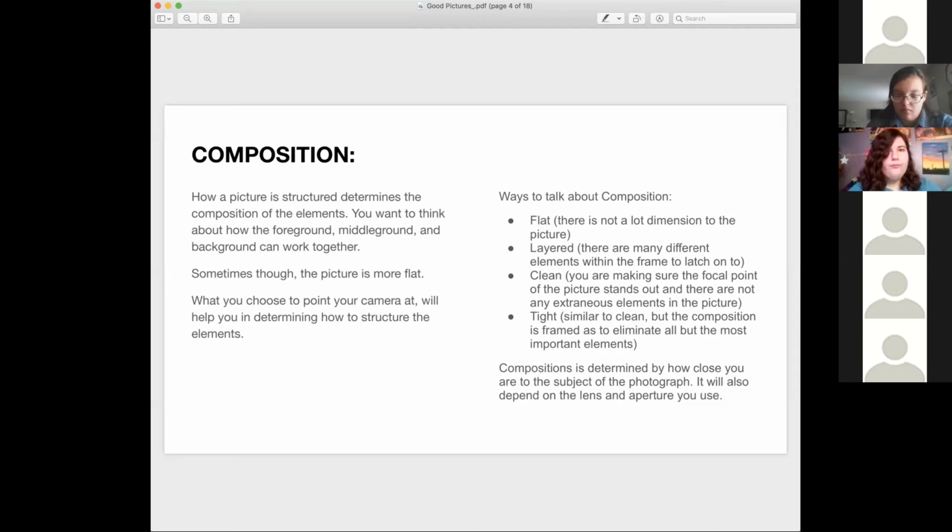Then there's a clean composition where you're making sure that the focal point or subject of the picture stands out and there's little or no distraction in the background. And then there's a tight type of composition, similar to the clean one, but you're close up on something that's really important, and you've almost cropped out everything else that's unimportant in the image. Composition is also determined by how close you are to the subject of the photograph. And it depends on the lens and the aperture that you use as well.